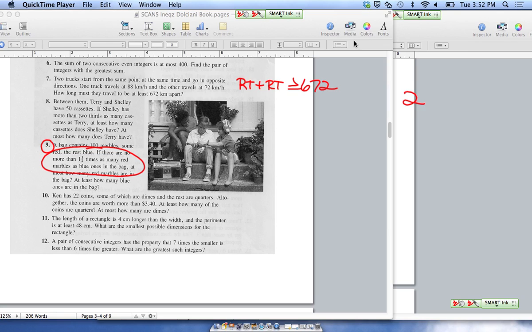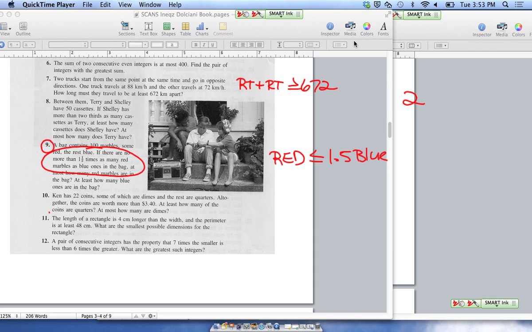And the way I chose to set this up, which might help you, I said that the red was less than or equal to 1.5 times the blue. You don't have to do it exactly the way I did, but that's what I chose to do. And then I solved. Then of course you should get integer answers since you're counting objects.